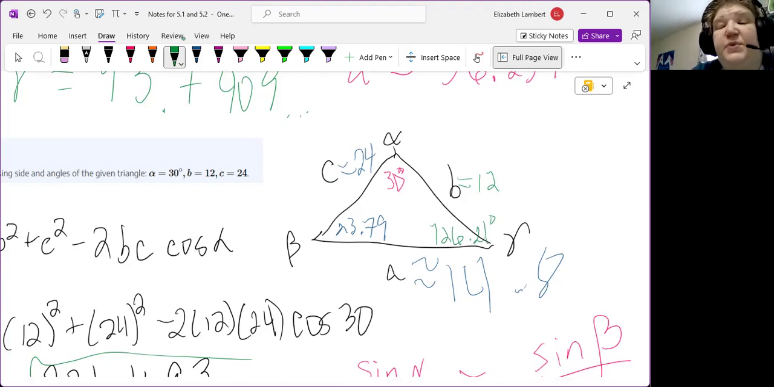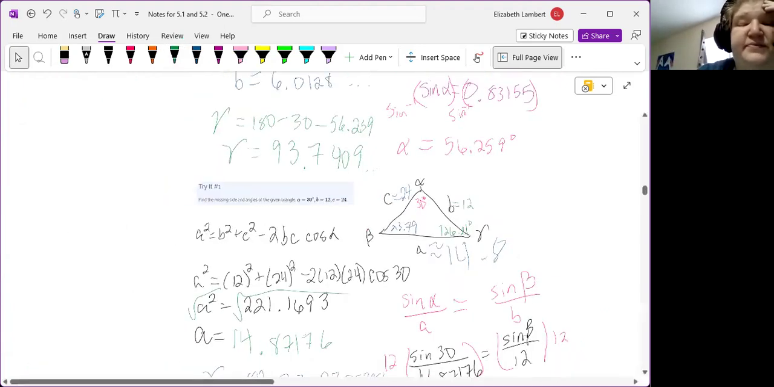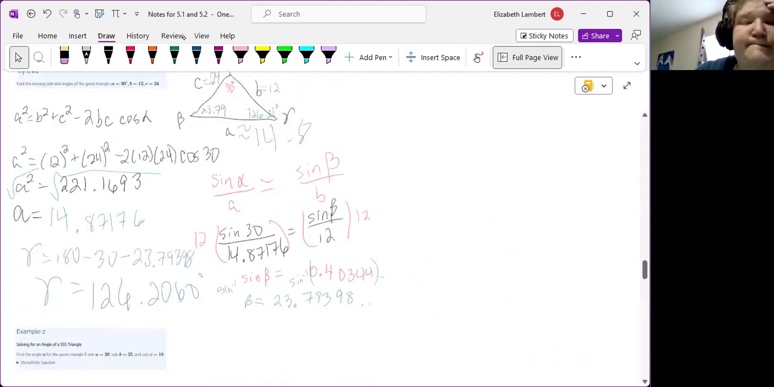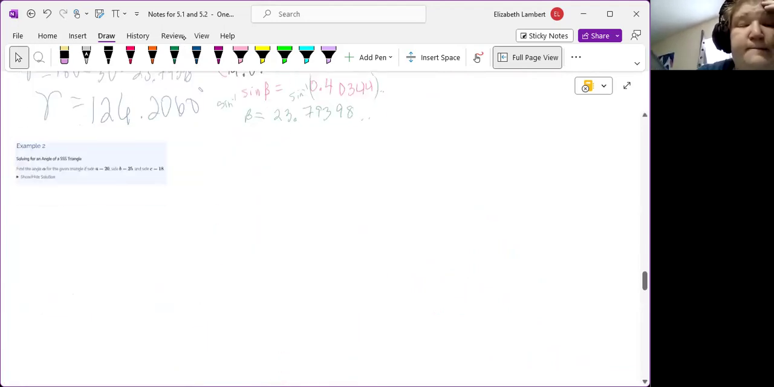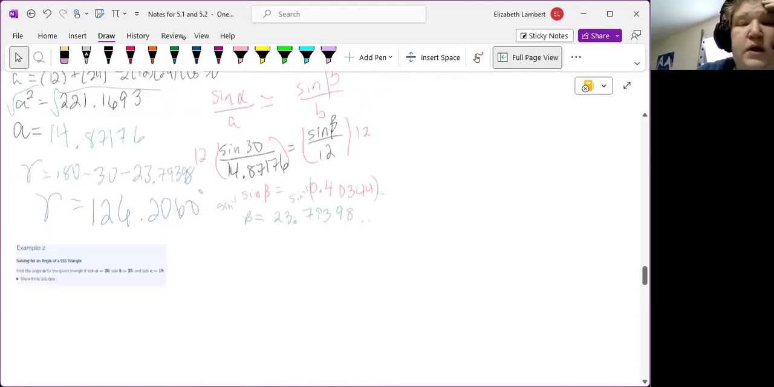24 is very much bigger than 12 and 14, so it should have a very much bigger angle. B is the smaller side, so beta should be smaller than alpha. 14 is only a little bit more than 12, so the 30 degrees is only a little bit more than the 23.79. So it's a good idea just once you get your final numbers, put them back in and make sure they make sense. Smallest angle gets the smallest side. Largest angle gets the largest side. All right, I'm gonna cut it there.